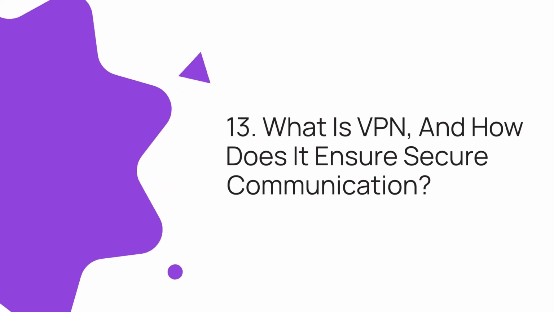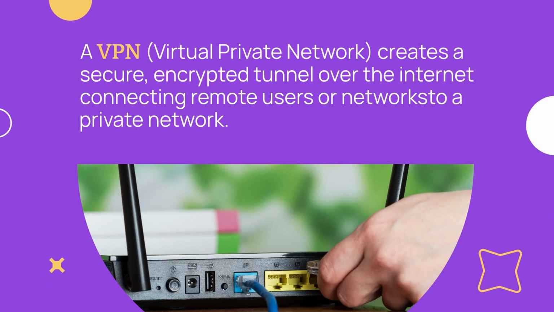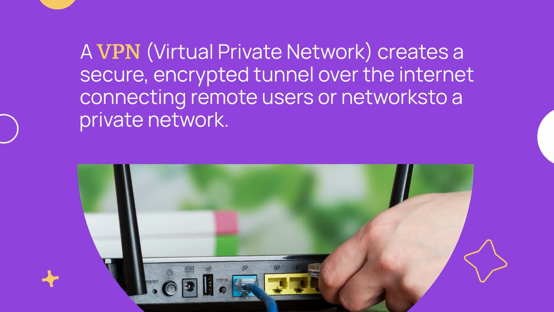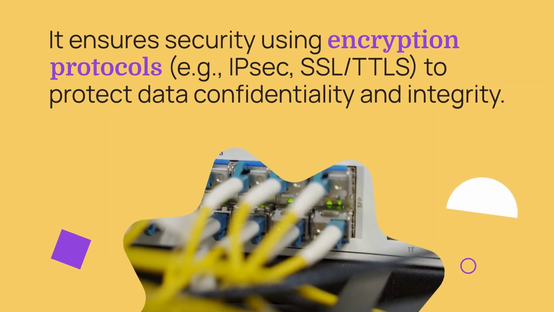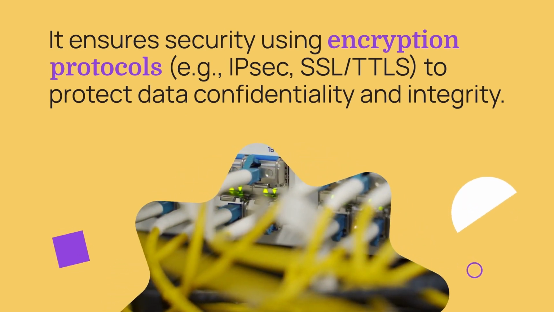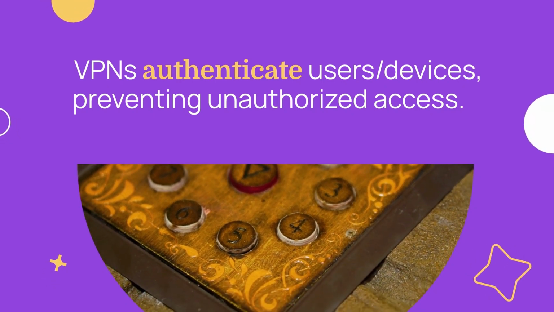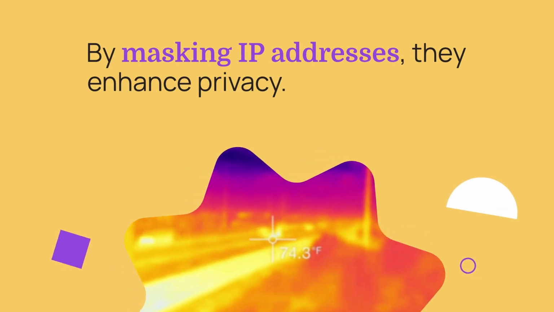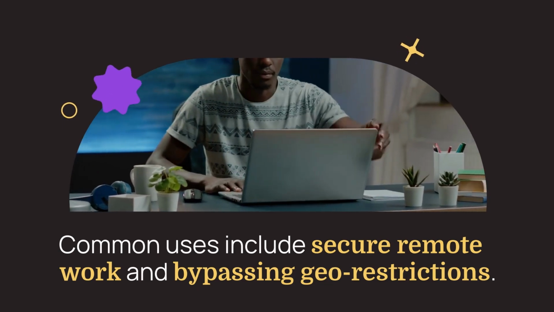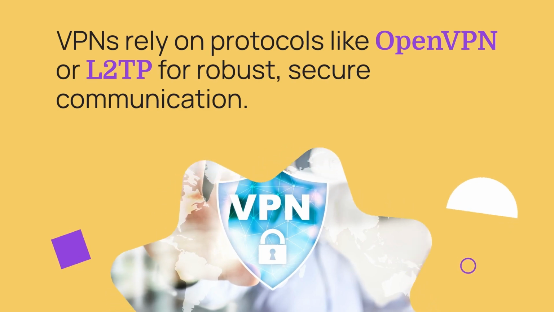13. What is VPN, and how does it ensure secure communication? A VPN, Virtual Private Network, creates a secure, encrypted tunnel over the Internet, connecting remote users or networks to a private network. It ensures security using encryption protocols, e.g., IPsec, SSL/TLS, to protect data confidentiality and integrity. VPNs authenticate users/devices, preventing unauthorized access. By masking IP addresses, they enhance privacy. Common uses include secure remote work and bypassing geo-restrictions. VPNs rely on protocols like OpenVPN or L2TP for robust, secure communication.